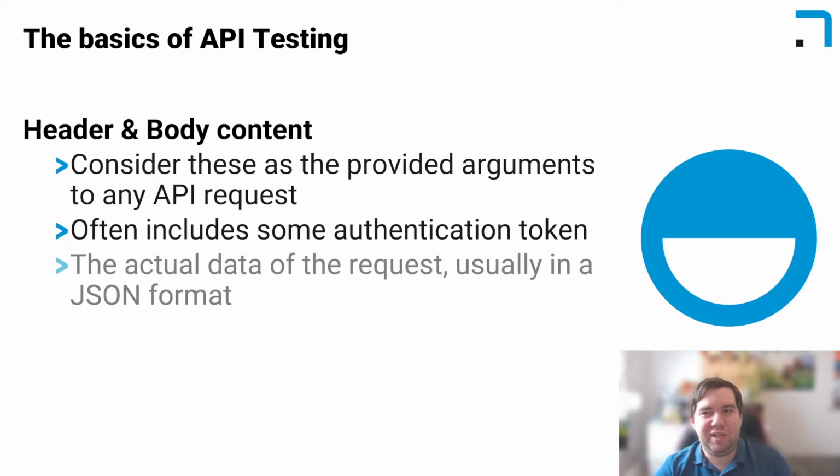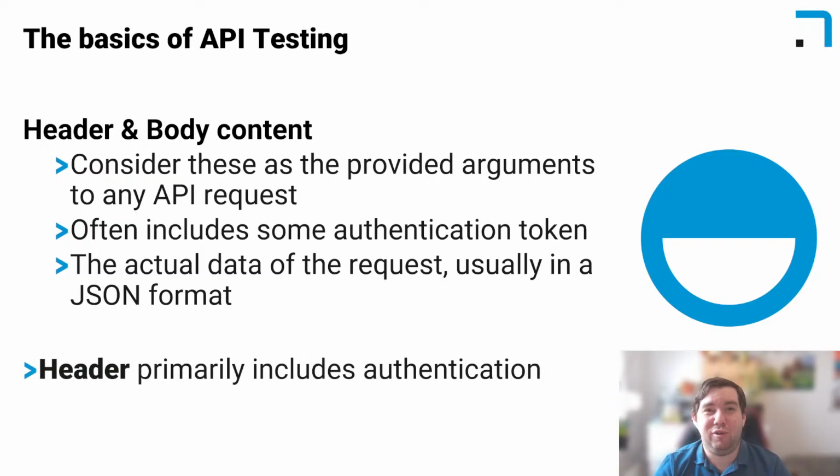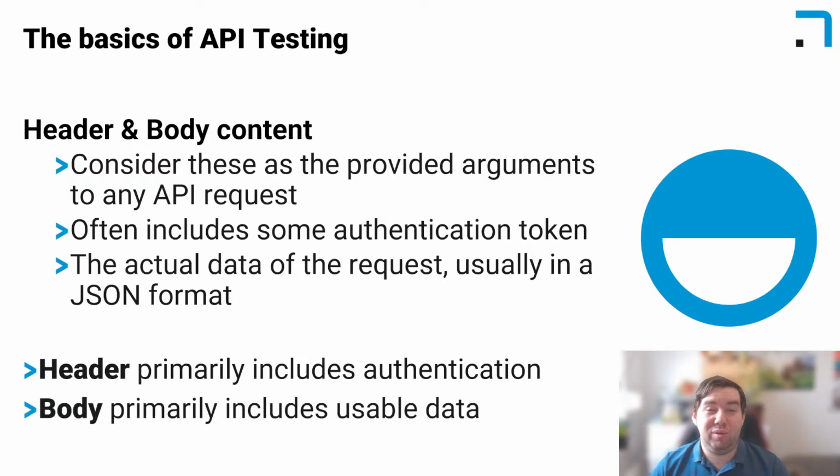And then we have the actual data for the request itself. So what we're actually talking about and what we want to know from the system, or what we want to give the system. Using REST API, this is normally done in the JSON format. We can use other formats, but JSON is probably the most popular. Overall, I'd say the header does primarily include authentication information, as well as what response type should be used, whilst the body includes the actual usable data.